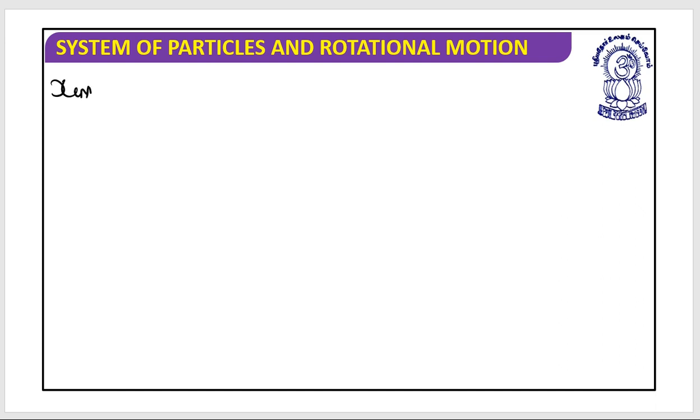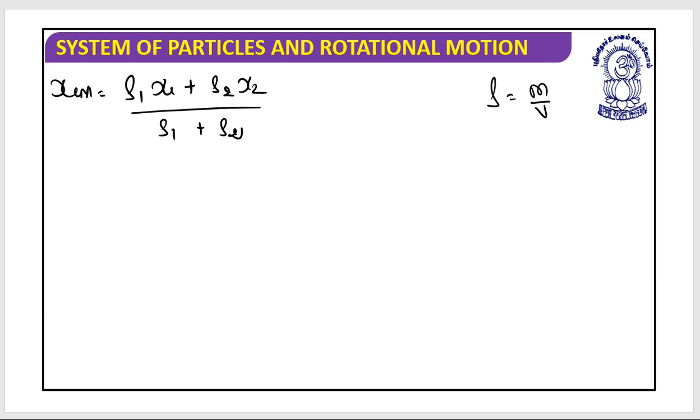What I understood is that this could be written as xcm equals density 1 into x1 plus density 2 into x2, divided by density 1 plus density 2. If you wonder how I could write this, density is mass by volume, so mass is density into volume. The volume is going to cancel out, and I will be left with rho 1 x1 plus rho 2 x2 divided by rho 1 plus rho 2.